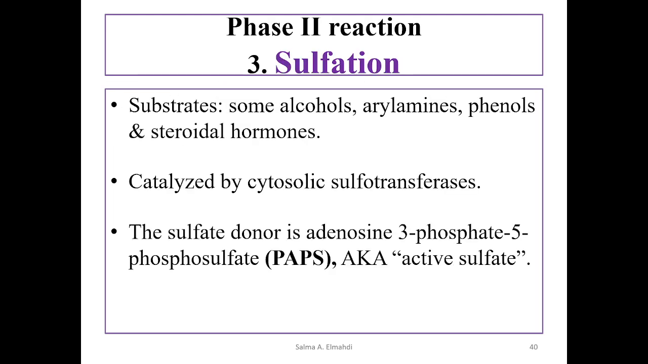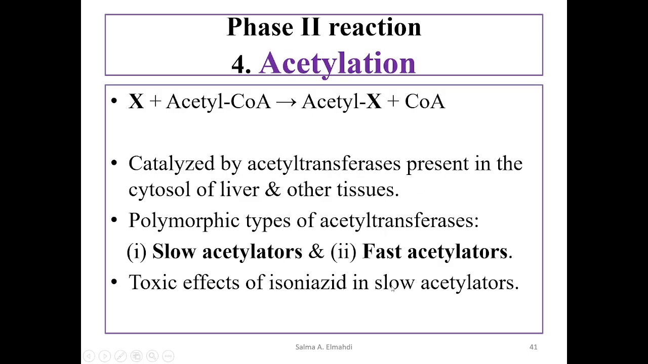A third type of conjugation is sulfation, which is a way to detoxify or deal with alcohols, arylamines, phenols, and steroidal hormones. The enzyme is cytosolic sulfotransferase. The sulfate donor is PAPS, adenosine 3'-phosphate 5'-phosphosulfate, or active sulfate. Acetylation is a form of conjugation where an acetyl moiety is added to the xenobiotic. It is catalyzed by acetyl transferases, which are present in the cytosol of the liver and other tissues.